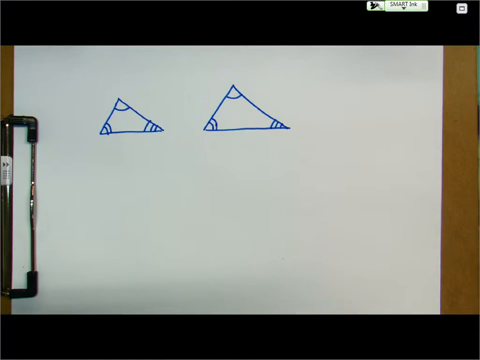So those lines are showing similarity. They are showing that they are of a kind. They are of equal measurement.